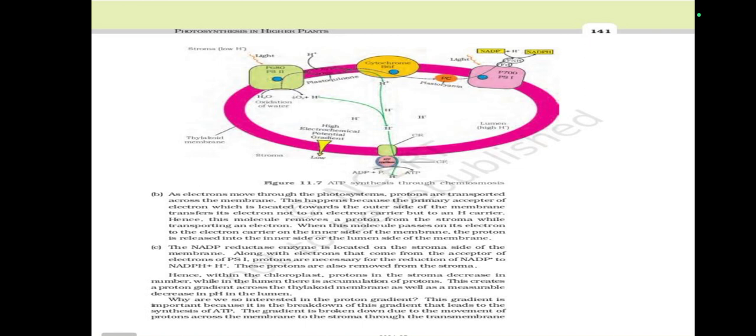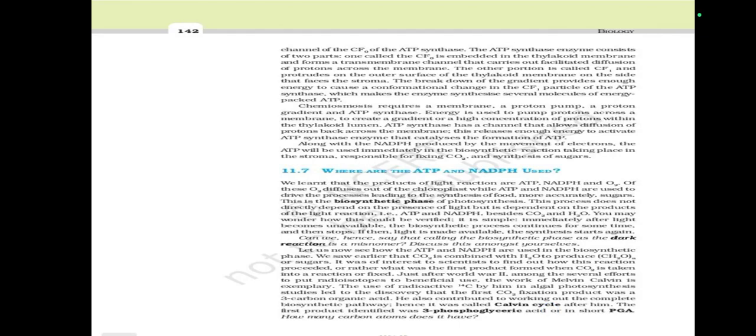Now, why are we so interested in the proton gradient? This gradient is important because it is the breakdown of this gradient that leads to the synthesis of ATP. The gradient is broken down due to the movement of protons across the membrane to the stroma through the transmembrane channel of the CF0 of the ATP synthase.